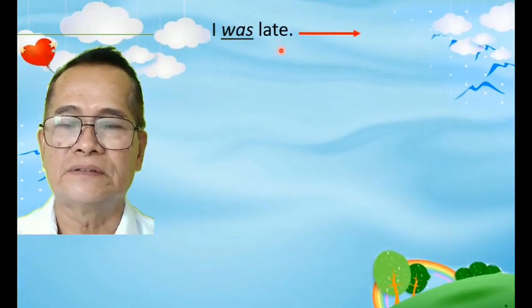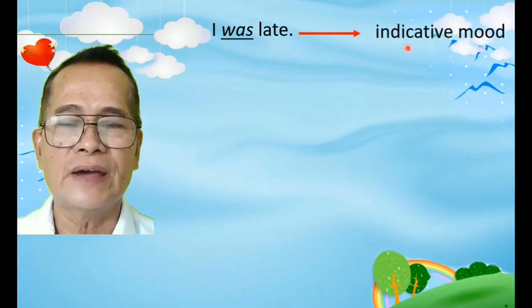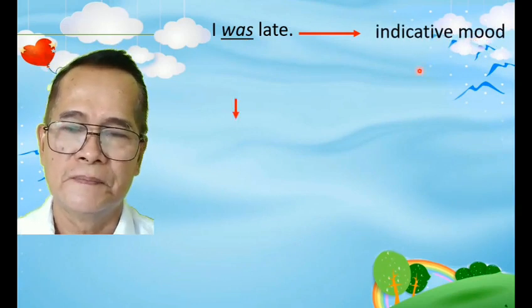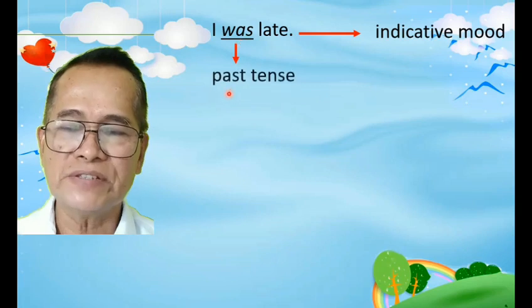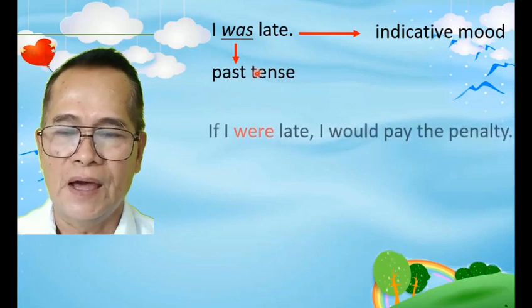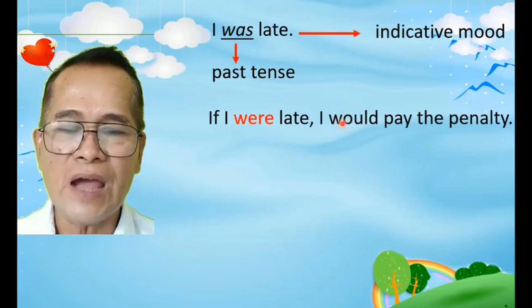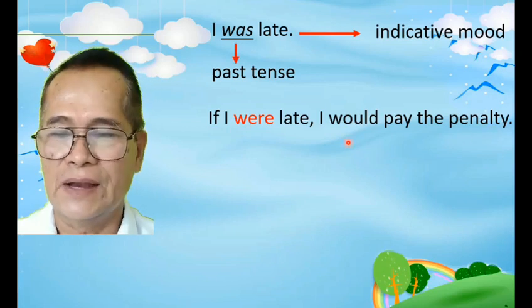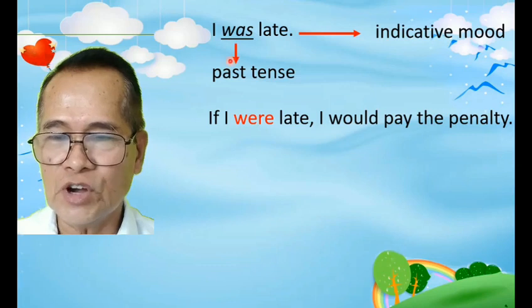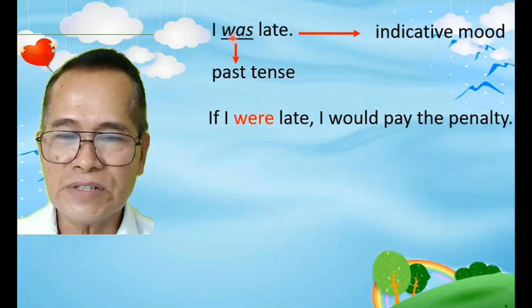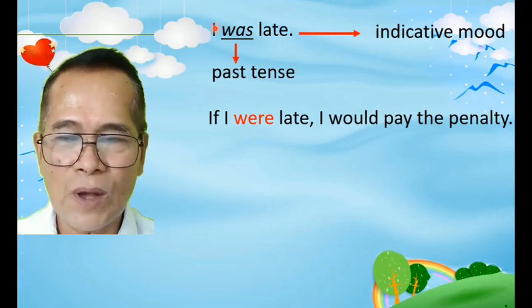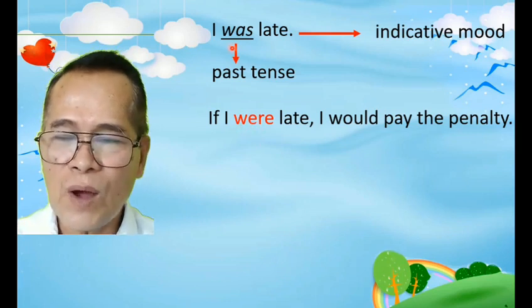Next, I was late. This is an example again of indicative mood. Was is our past tense verb. And then, another one is, if I were late, I would pay the penalty. Now, look at this. Dito, I was late, sa indicative mood, was ang verb niya. Dito naman, sa subjunctive mood, ang was ay magiging were.